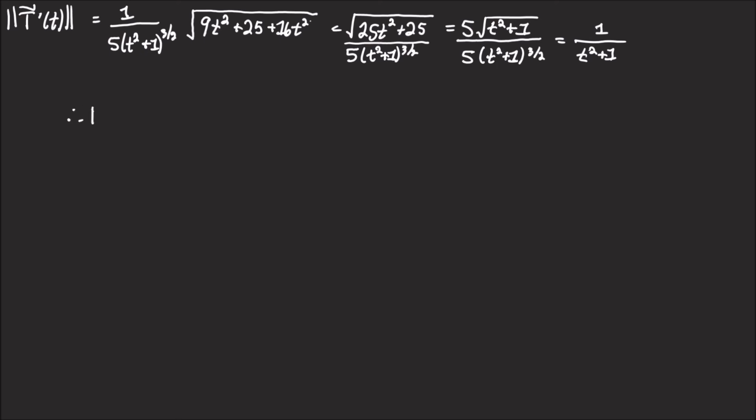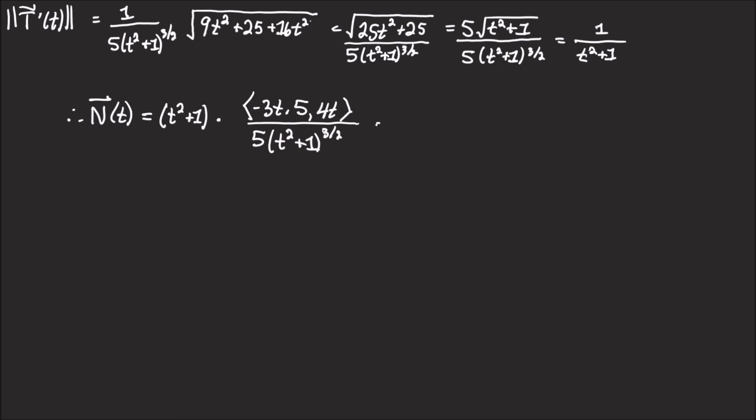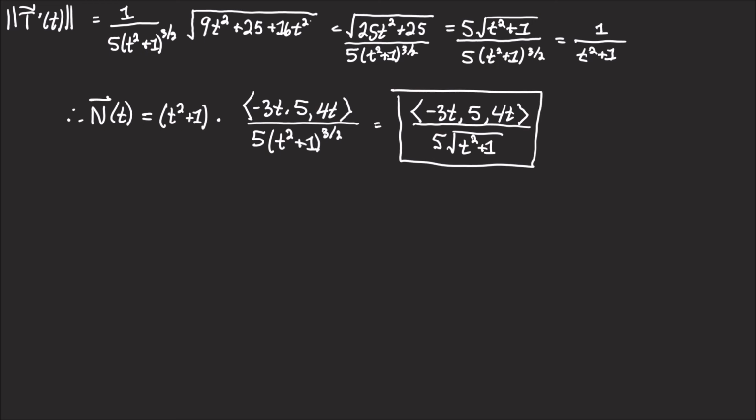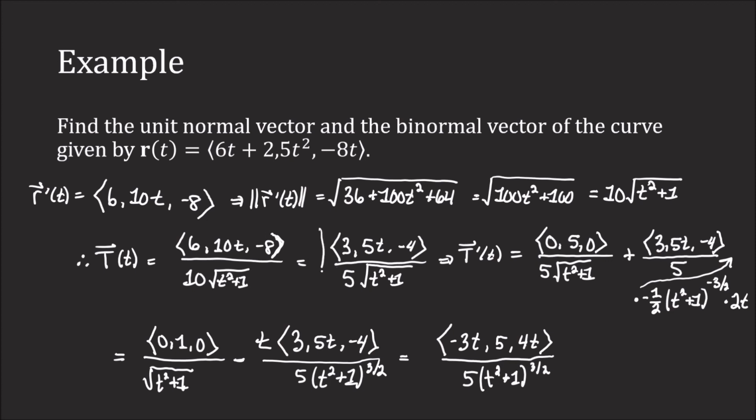Therefore, our normal vector, our unit normal, is 1 over this, so t squared plus 1, times T prime, which was negative 3t, 5, 4t, all over 5 times t squared plus 1 to the 3/2 power. This will then equal the vector negative 3t, 5, 4t, all over 5 times the square root of t squared plus 1. So here is our unit normal. If I go back, this here was our unit tangent.